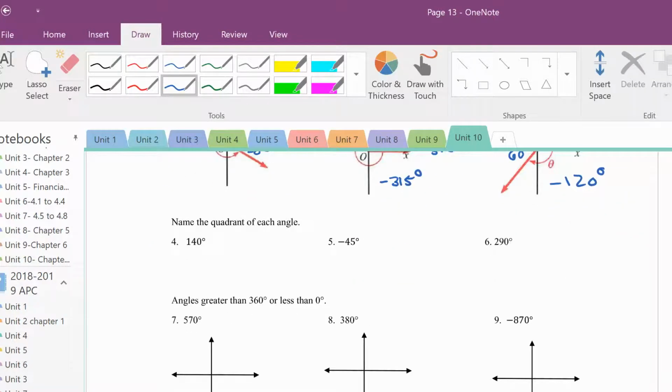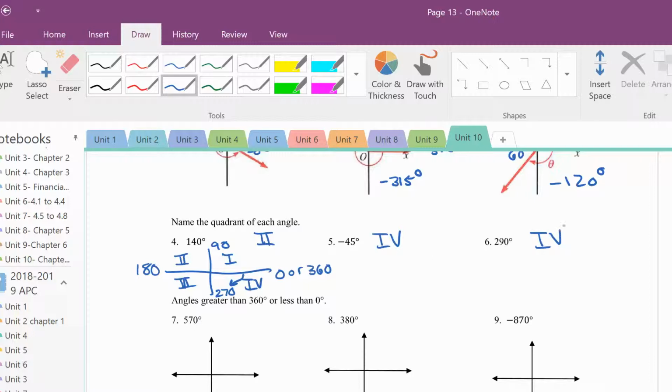Quadrant of each angle, 140. Well, think of the picture, 0, 90, 180, 270, back to 360. So 140 would be in quadrant 2. Negative 45 would go right here into quadrant 4. Just remember, this is 1, 2, 3, 4. And 290 would go all the way past 270, but not 360, so it would also go in quadrant 4.